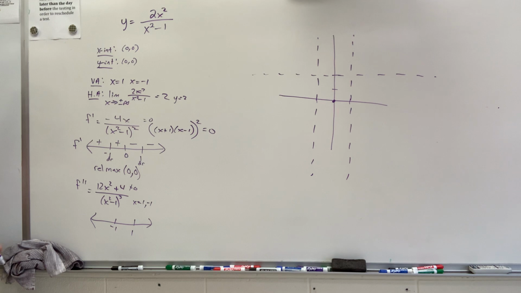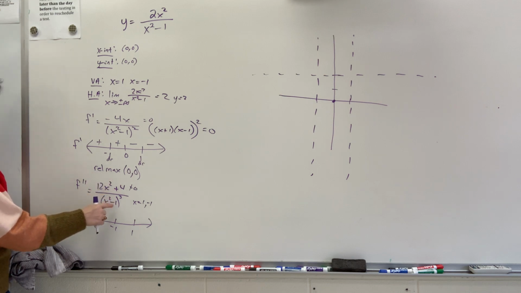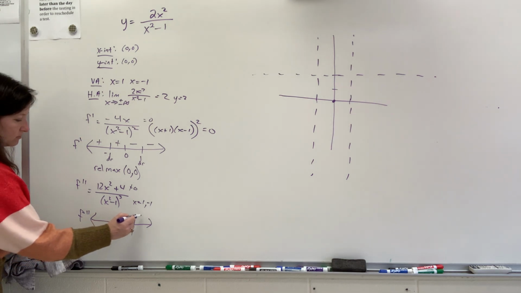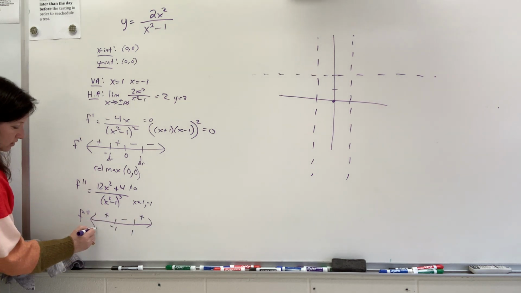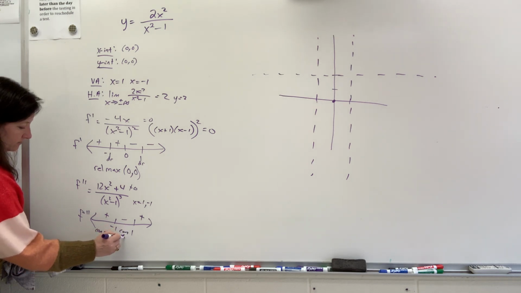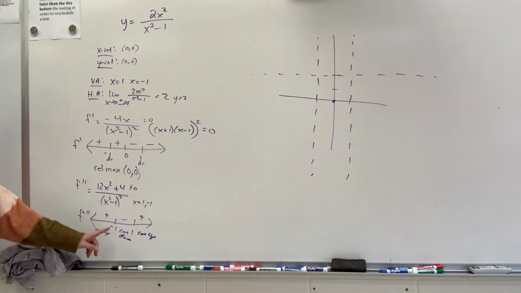So let's plug in an easy number. 0 is easy. Plug 0 in, we get a 4 over a 0 minus 1, which is negative 1. Negative 1 cubed is negative. So positive 4 over a negative 1 makes a negative. They're not double roots anymore, so they are going to switch. So I'm going to be concave up, concave down, concave up.